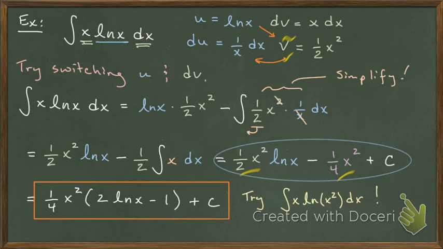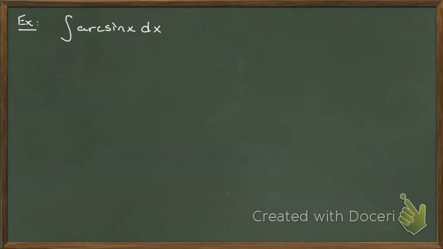The next example I want to do is a little different. The integral of arcsine of x dx. Okay. We know the derivatives of arcsine and arctangent and arccosine, but not the antiderivatives. That's because the antiderivatives are going to require the use of integration by parts. These are a little tricky. They are a little cloudy on the pieces I'm going to use.